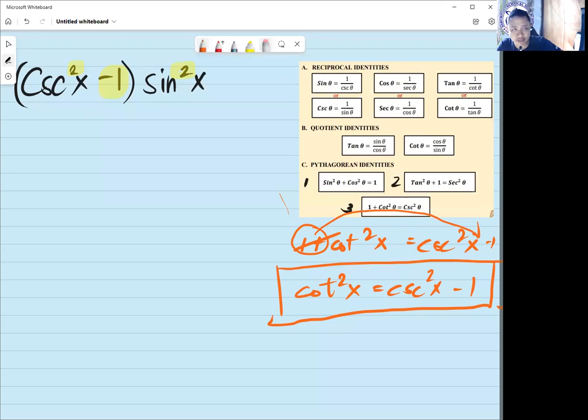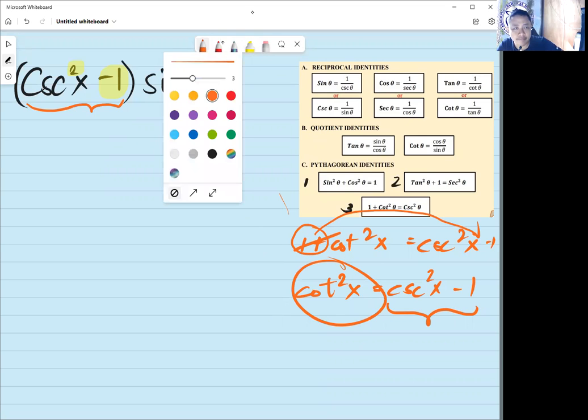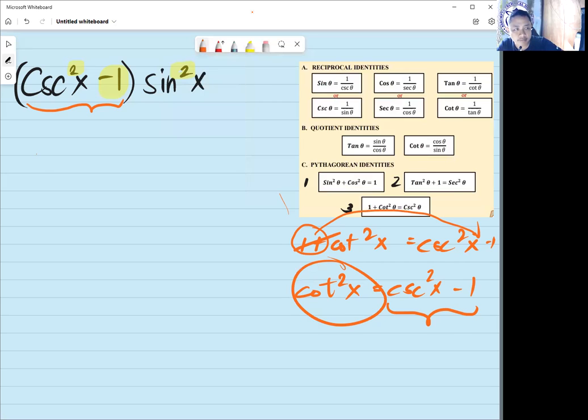Okay? So therefore, looking at this, cosecant squared x minus 1, and also we have here cosecant squared x minus 1 on this side. Here, we can simply say that they are just the same with cotangent squared x. So let me change this with cotangent squared x. Let's replace it. So this will become cotangent squared x times sine squared x.